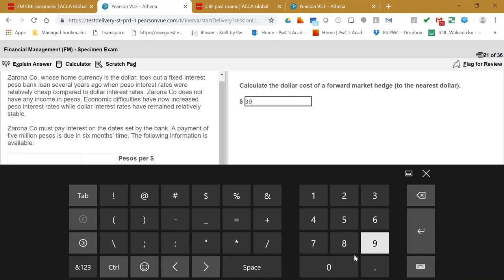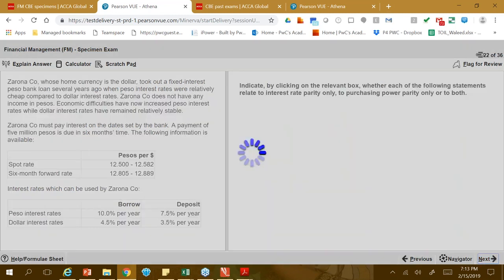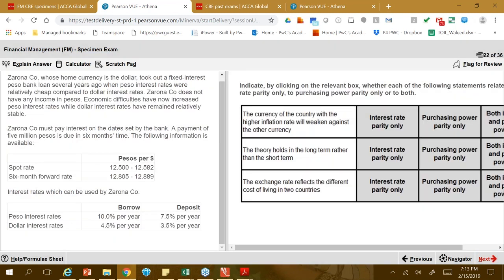390,472. That is what we get here once we convert the 5 million pesos to the dollars at 12.805. Next. Okay, some more questions here like this.